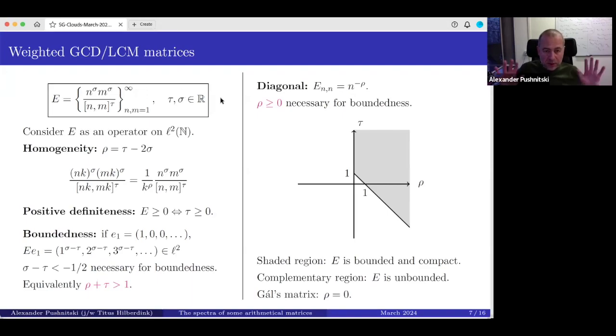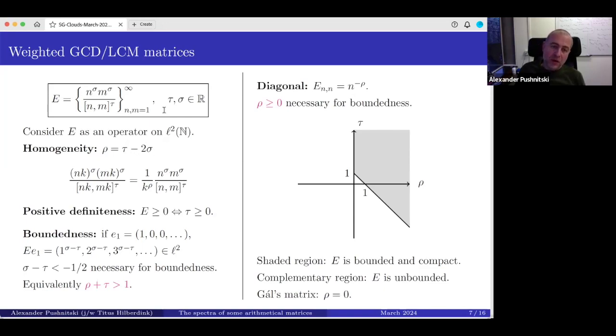So clearly this is a formally self-adjoint matrix. And the question is, let's consider it as an operator on little L2, and let's study its operator theoretic properties. Let me start by making an important remark: this matrix has an important homogeneity property. If I multiply n and m by the same integer k, I get 1 over k to the power rho, where rho is tau minus 2 sigma. So this rho is an important homogeneity parameter, which I will use in what follows.